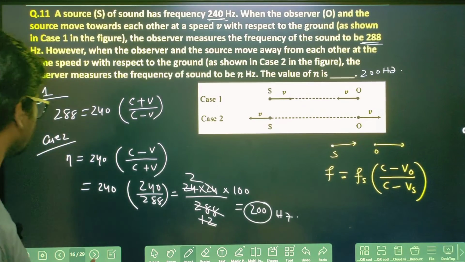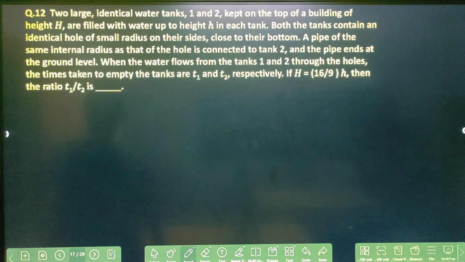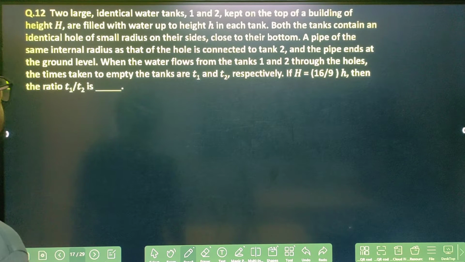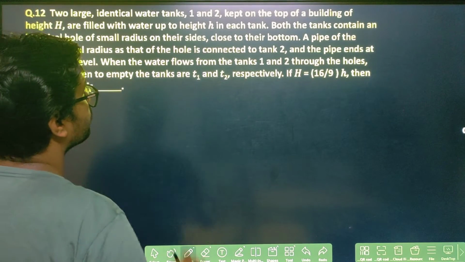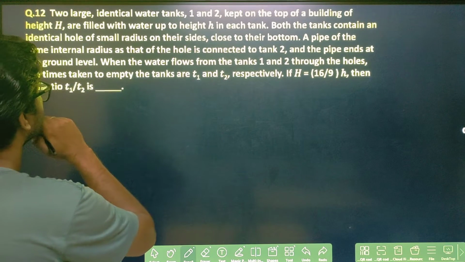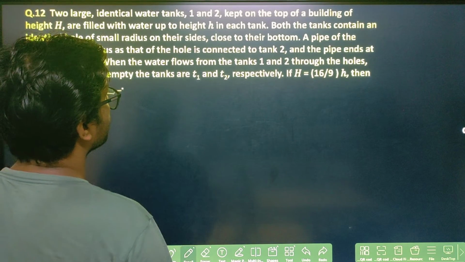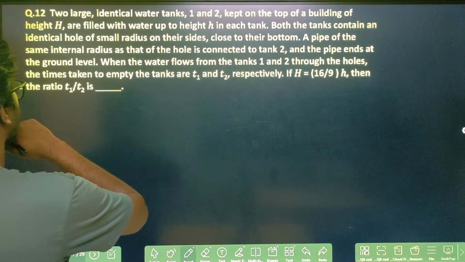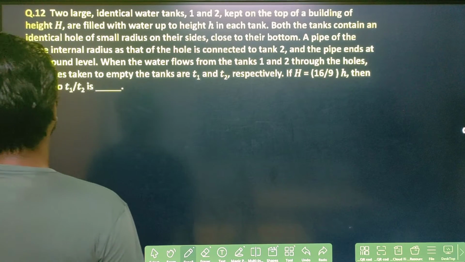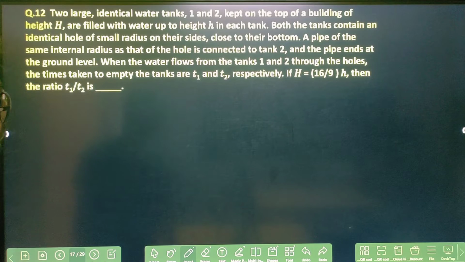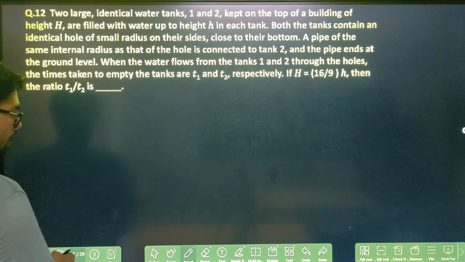Clear? Now go to the next question. Two large identical water tanks, 1 and 2, kept on top of a building of height h are filled with water up to height h each. Both tanks contain an identical hole of small radius on their sides close to their bottom. A pipe of the same internal radius as that of the hole is connected to tank 2, and that pipe ends at the ground level. When water flows out of tanks 1 and 2 through the hole, the time taken to empty the tanks is T1 and T2. Okay, so this thing you remember that result, right?